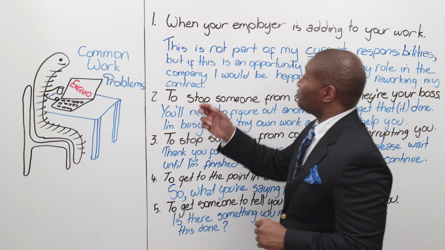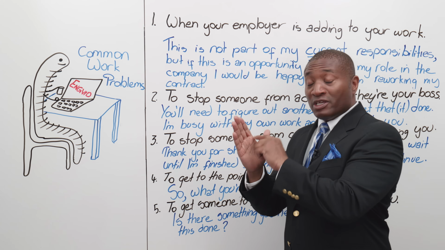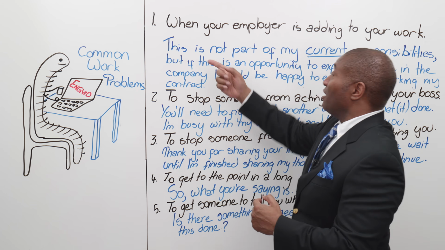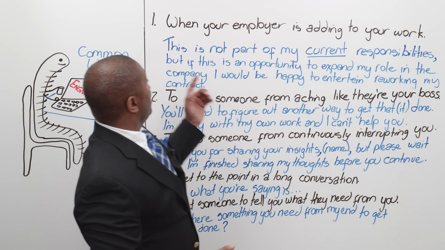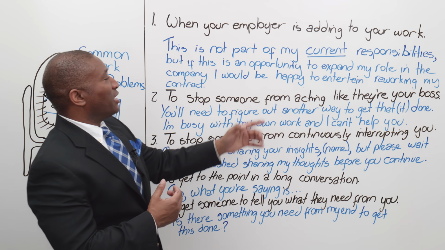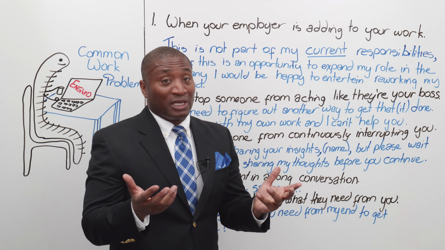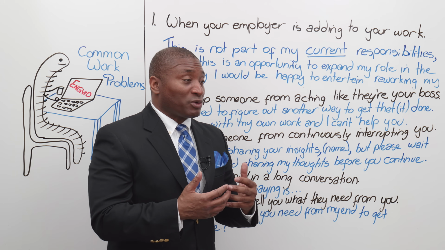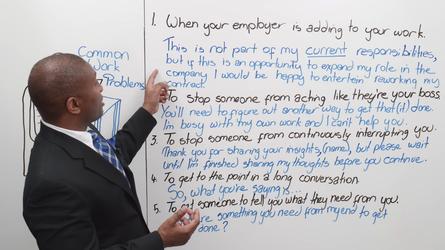So here we go. This is not part of my current responsibilities, and this is the important part, because your responsibilities are what you signed on to do for the job. So if they want to give you something new, you're saying, hey, this is not part of my current responsibilities, but if this is an opportunity to expand my role in the company, I would be happy to entertain reworking my contract. Which means, hey, look, if you want to give me more responsibility, I'm happy to do so if I get extra compensation or more pay. Or if I get these more responsibilities, I get more privileges in some way, shape, or form. Okay? So that's number 1.